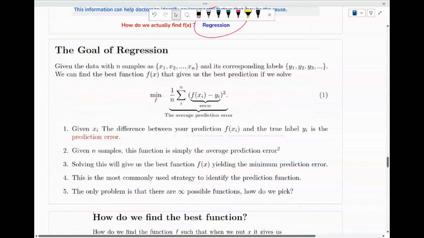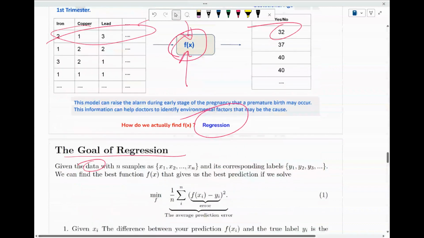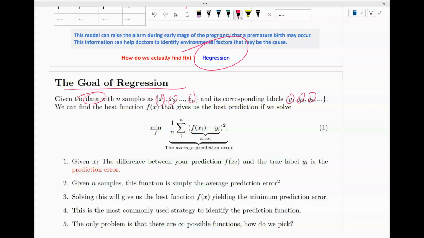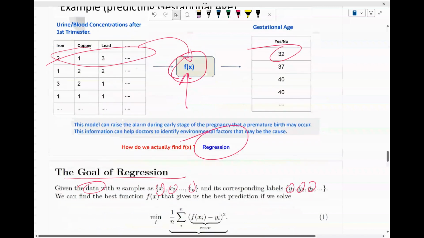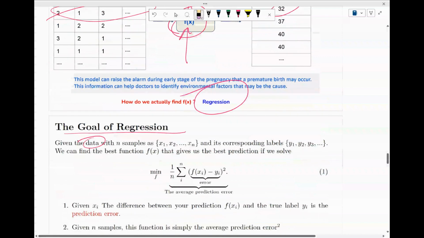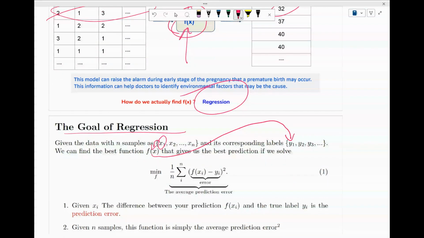Well, the goal of regression is that given some kind of data, and let's say we collect samples, like the blood sample I have here from multiple women. So each blood sample could be X1, X2, XN. So we have N samples. And then after we collect the samples, we also collect the labels, which for this particular case would be when the baby actually came. So once we have the samples and the labels, our goal is essentially to find a function such that when we plug a sample in, it allows us to predict the label. Right? That's the whole point here.